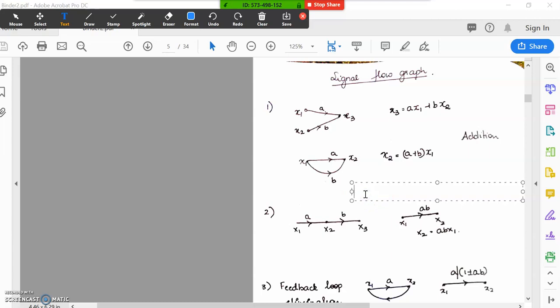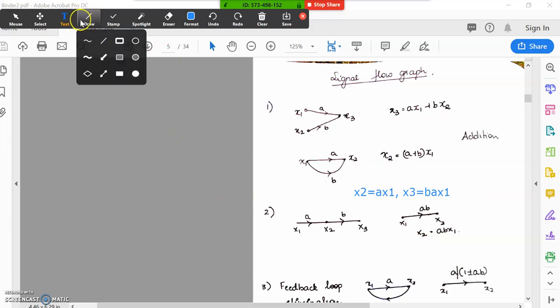x2 will be equal to a x1. And what is x3? x3 will be equal to b x2. Now when I substitute the value for x2, it will be a x1. So finally whatever signal comes towards x3 will be ab x1. This value has to be x3. When you are writing down, please write down all this in the notes as we are discussing.